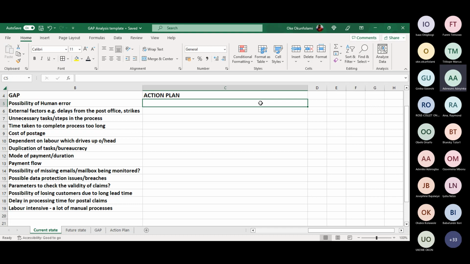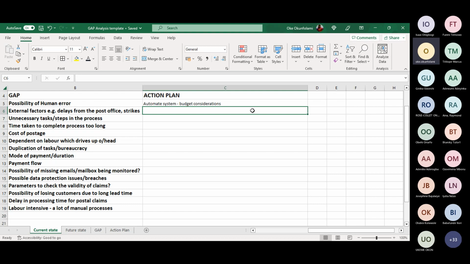Possibility of human error, I think straight away that can be automated, depending on the budget. Okay. I think automation will be a good way of getting rid of a lot of the problems, not least human error as well.